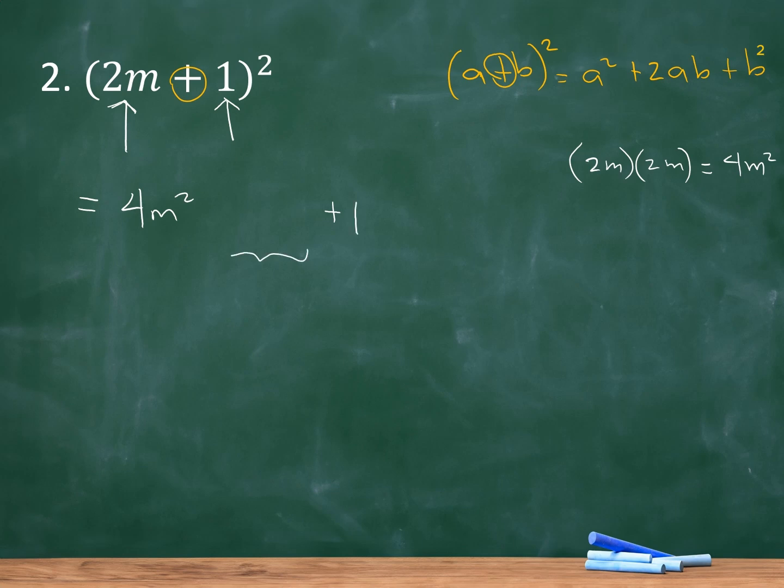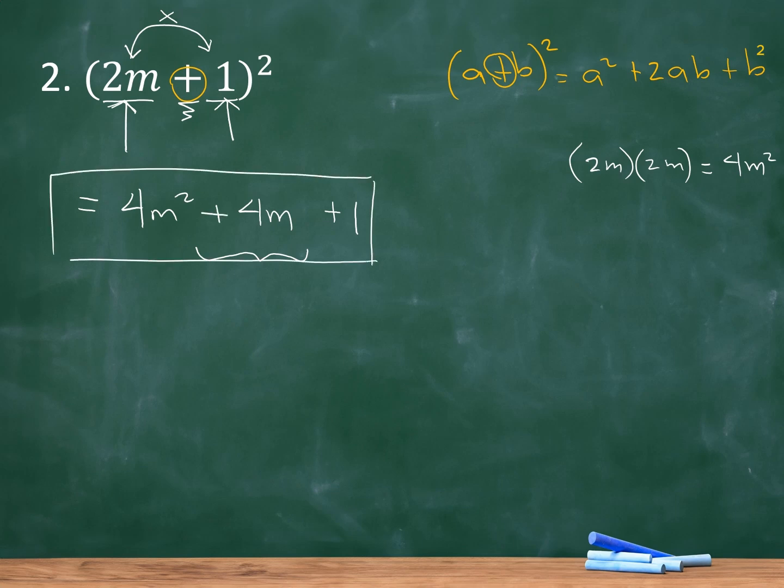To get the middle term, we will multiply the first term and the second term. So 2m times 1 is 2m, and then we double it, or we multiply it by 2. So 2m times 2 is 4m. And then we have a plus here, so we will put plus also here. So this will be our answer: 4m squared plus 4m plus 1.